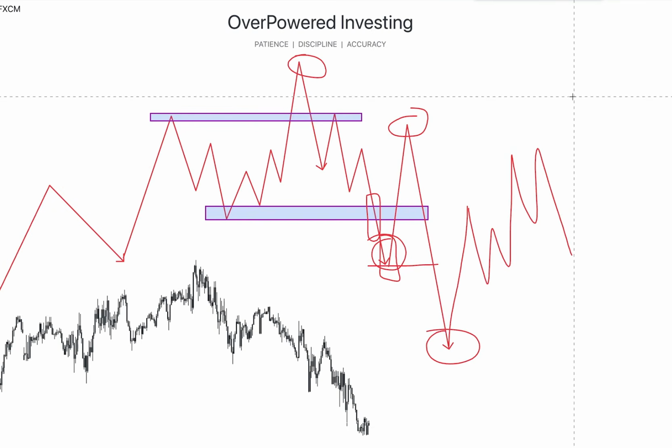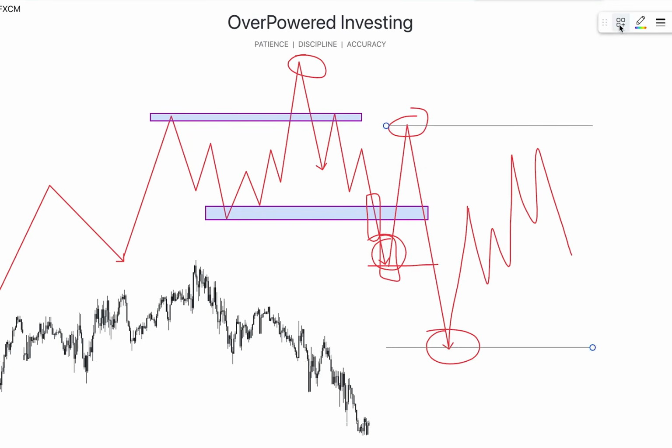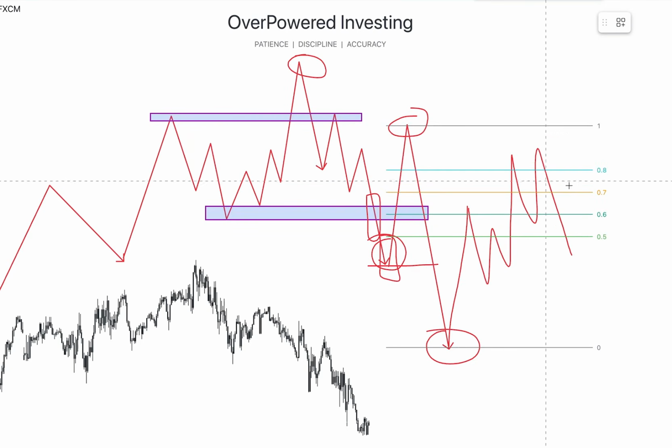And for that, I really like using the FIB levels. You can draw the FIB levels and then look for your entries somewhere around the 60 to 80% retracement level. That is considered to be the golden zone.